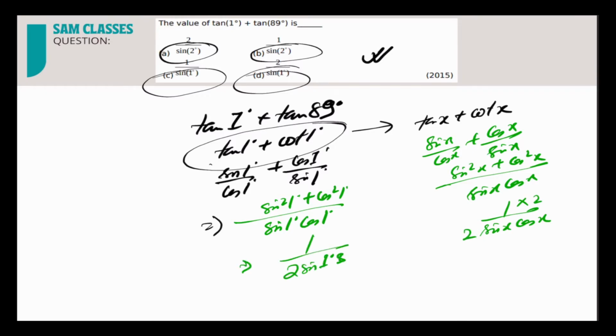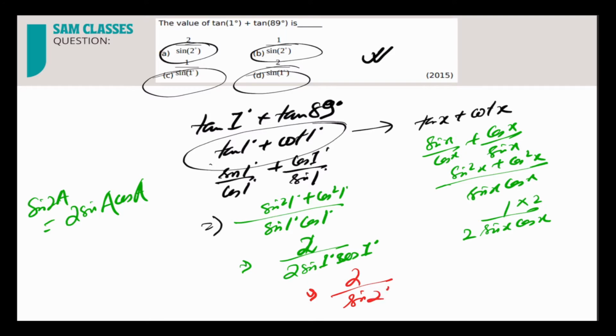Now see student, very simple. We are multiplying with 2 top and bottom so that we can get in terms of one value. We already know the formula. Sin 2a is equal to what? 2 sin a cos a. Correct. So the moment you know this, you can write 2 by sin 2 degree.